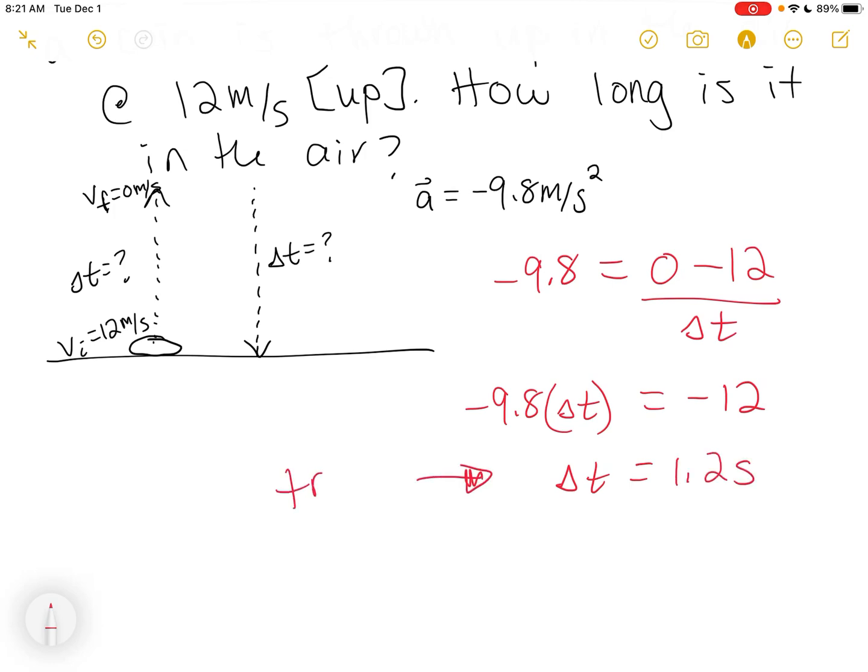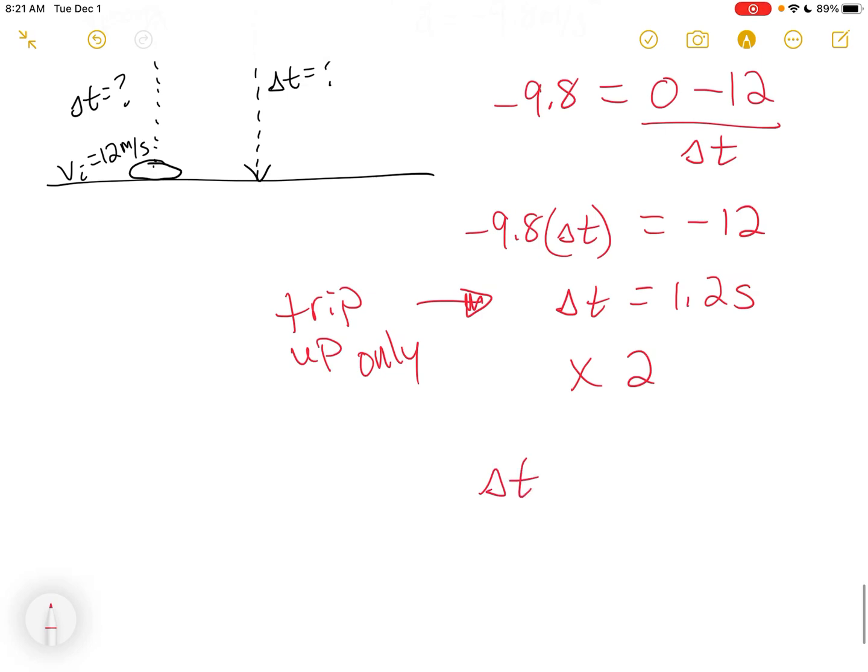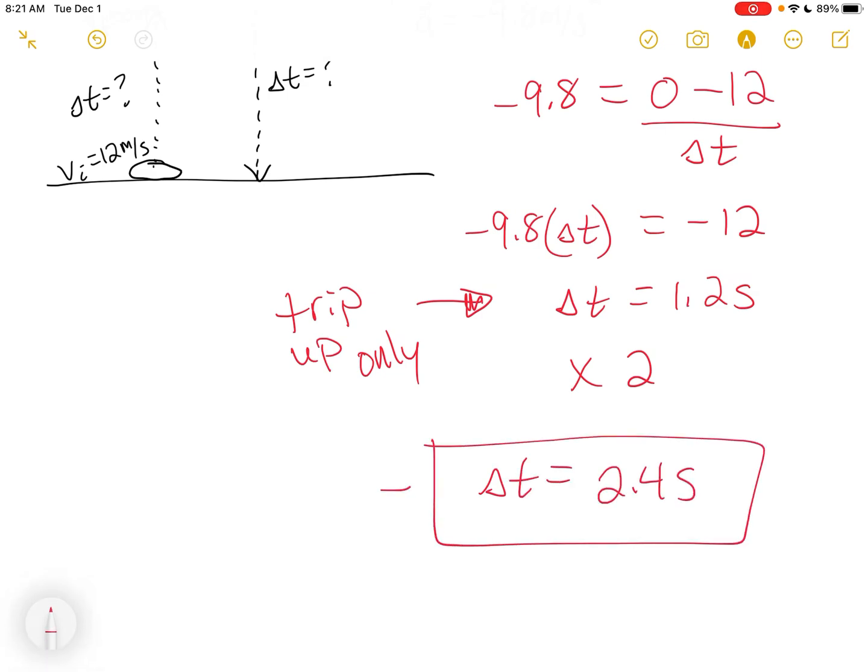But remember, this is just the trip up. So we're going to multiply it by 2. And that's going to be our total time in the air. So it's going to take 1.2 seconds to go up, and it's going to take 1.2 seconds to fall back down, giving us a total air time of 2.4 seconds for our coin.